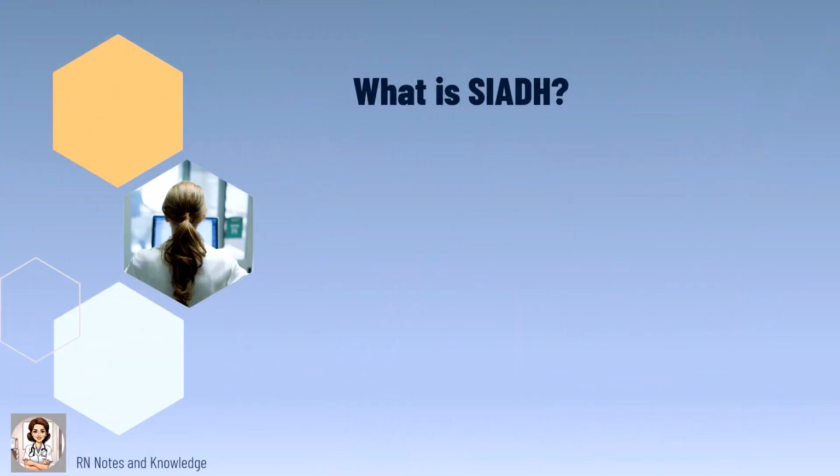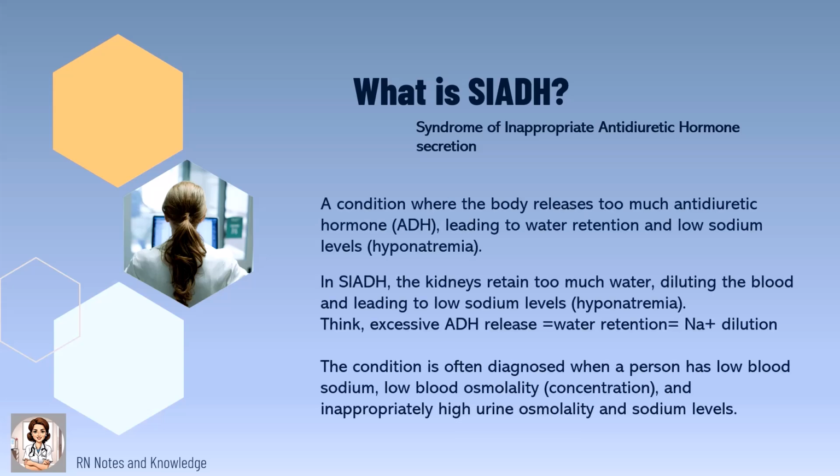What is SIADH? SIADH is characterized by the excessive release of ADH, a hormone that regulates water balance by controlling how much water the kidneys absorb. In SIADH, the kidneys retain too much water, thus diluting the blood and leading to low sodium levels, which give us hyponatremia. Think excessive ADH release equals water retention, which then equals sodium dilution.